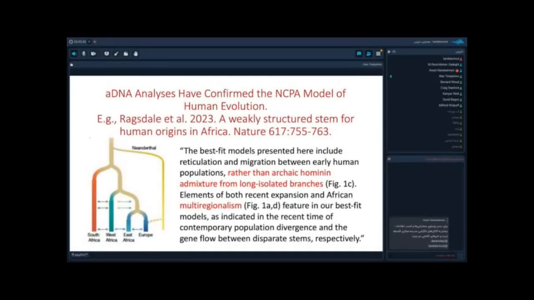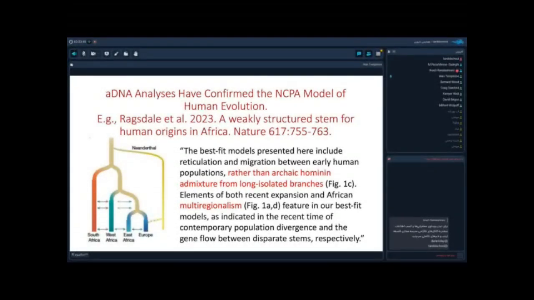Now they further go on to say, "The best fit models presented here include reticulation and migration between early human populations rather than archaic hominin admixture from long isolated branches." In fact, they pointed out there are no long isolated branches. The branches do not exist in human evolution since at least the mid-Pleistocene, according to their analysis. And so once again, there are no races.